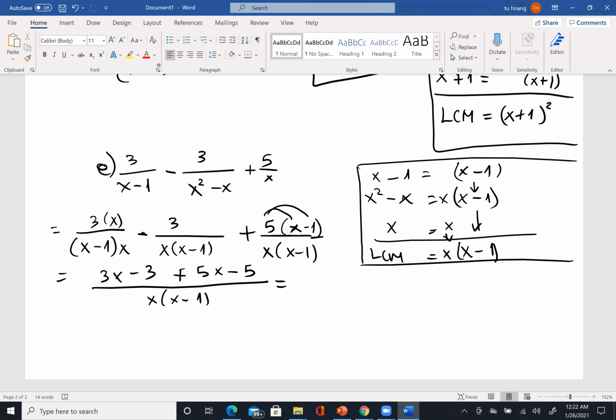Now I'm gonna combine terms: 3x plus 5x is 8x. Negative 3 minus 5 is minus 8, divided by x times x minus 1. So you factor it. Let me see. If you factor the 8 out, you have 8 times x minus 1 divided by x times x minus 1.